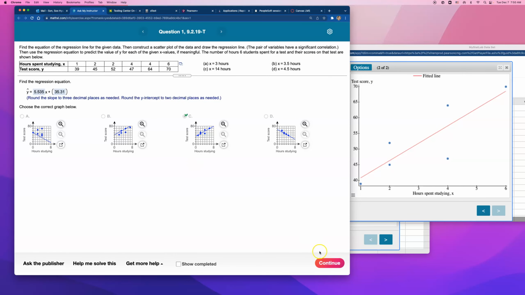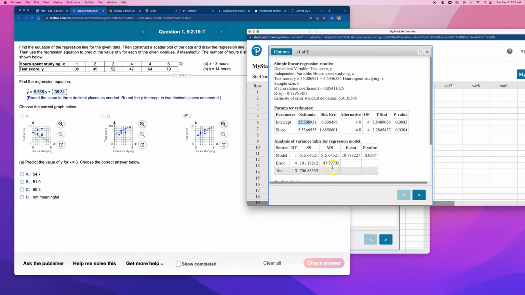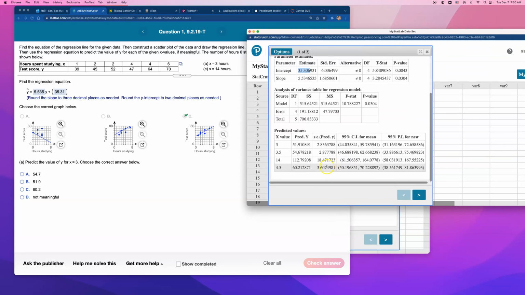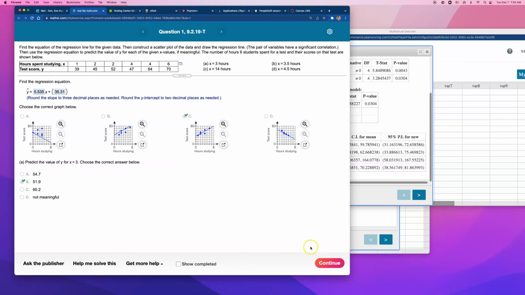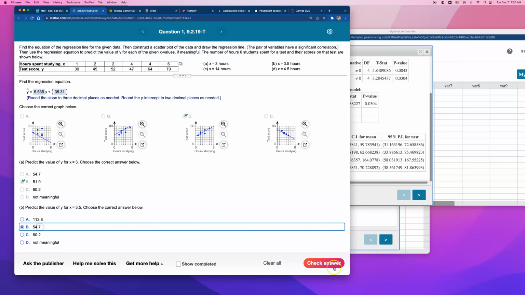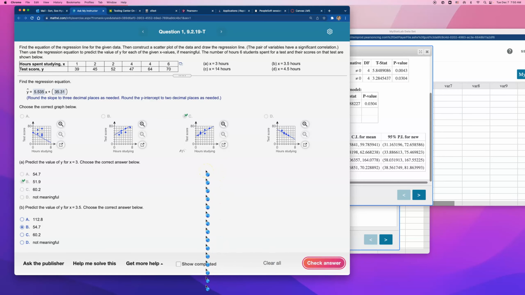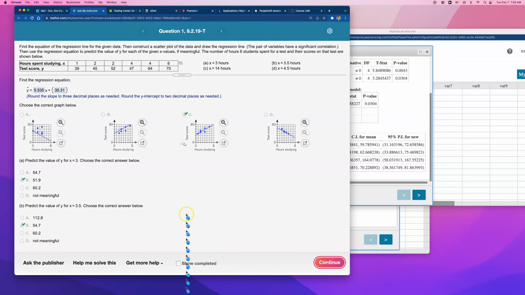What else do they want us to do? Oh, they want us to do the prediction. Okay, now look, when I was making this table, I actually already told them to predict all these y values. So when x was 3, predicted y value was 51.9. And of course, you can do this by plugging in 3 into the equation, but it's convenient. When x is 3.5, y is 54.7. All right, and what's next?